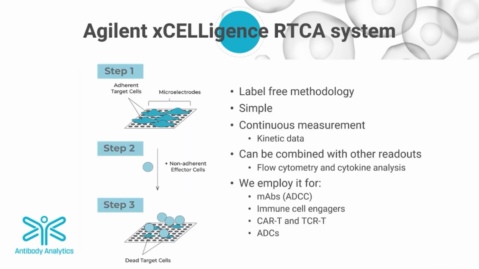The Agilent xCELLigence RTCA system is an impedance-based measurement system which measures the attachment of adherent target cells via electrodes running through the base of the wells where the cells are grown. Upon addition of effector cells or a test drug, cytolysis can be detected by the detachment of the target cells from the base of the wells, which causes a reduction in the impedance value measured through the electrodes. This technique can be combined with other readouts such as flow cytometry and cytokine analysis, and we employ it for multiple therapeutic modalities, including monoclonal antibodies, immune cell engagers, CAR-Ts, and ADCs.